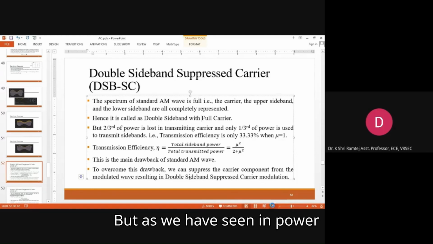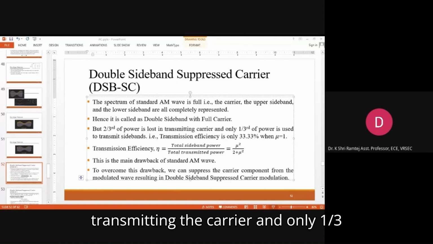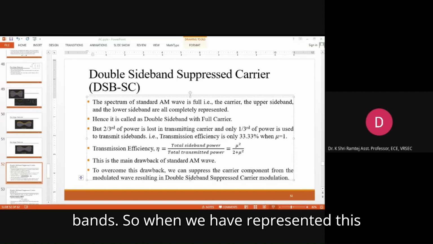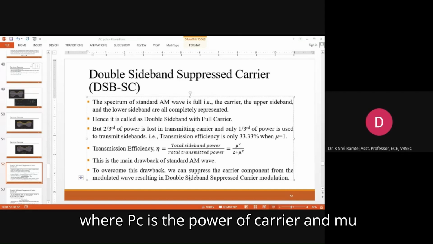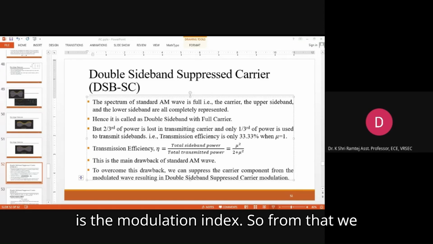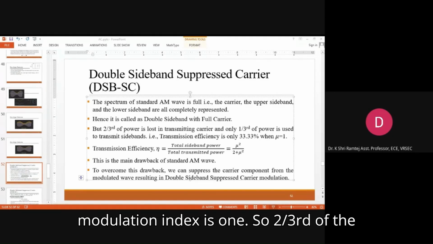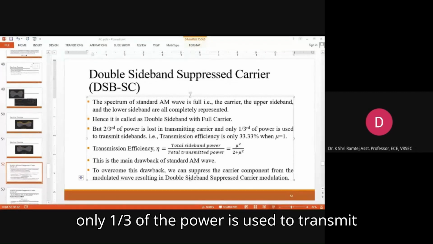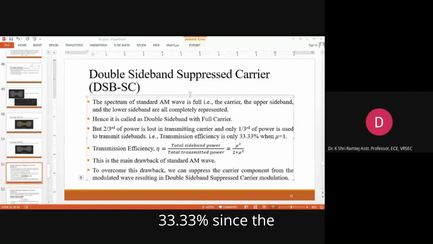But as we have seen in power calculations, 2/3 of the power is lost in transmitting the carrier, and only 1/3 of the power is used to transmit the sidebands. So the total power PT is equal to PC into 1 plus mu square by 2, where PC is the power of carrier and mu is the modulation index. When mu is 1, 2/3 of the power is used to transmit the carrier, and only 1/3 of the power is used to transmit the sidebands. That means the transmission efficiency is only 33.33%.